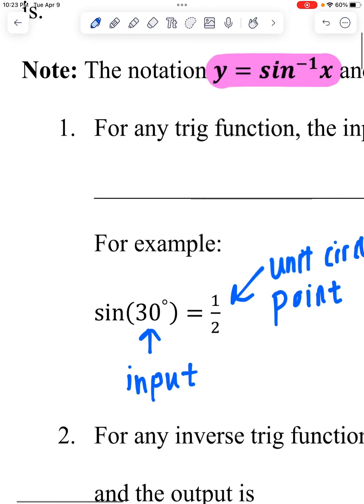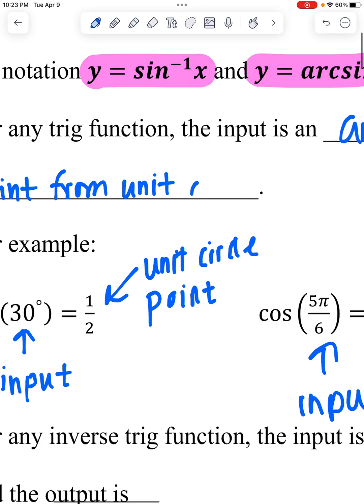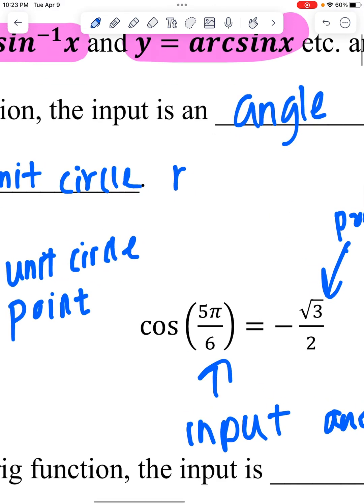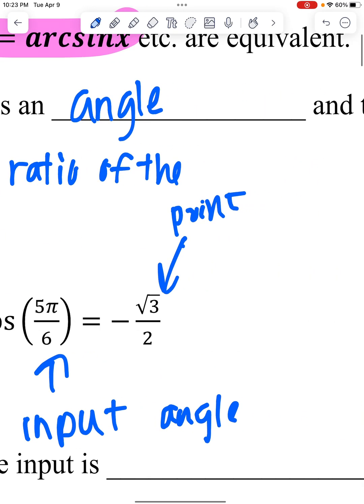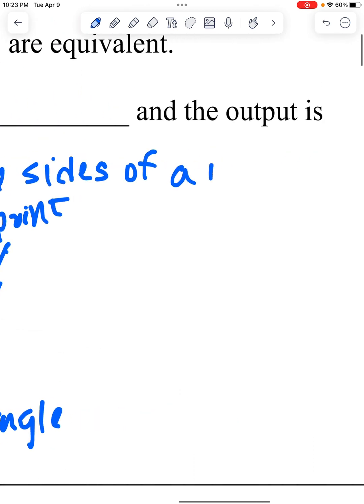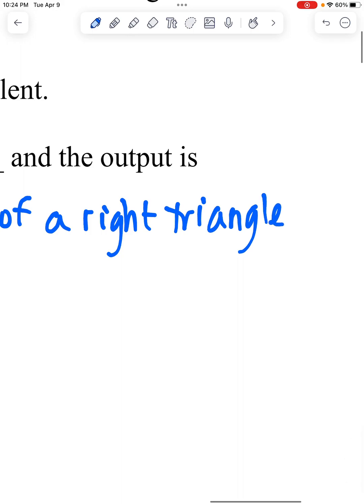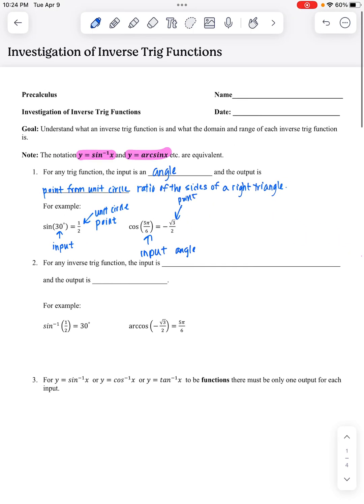So the output is the point from the unit circle. And if you're being really specific, what that really is just the ratio of the sides of a right triangle. Okay, that's where we got the points on the unit circle.